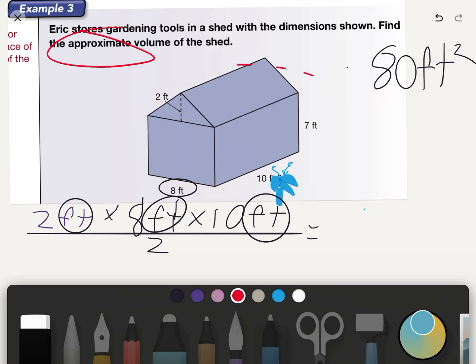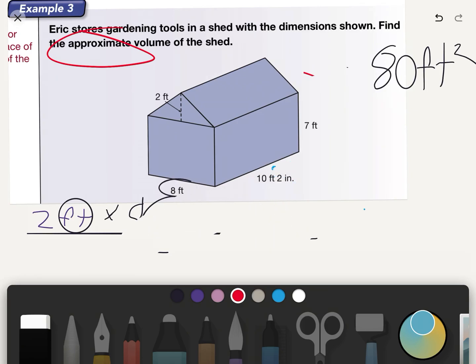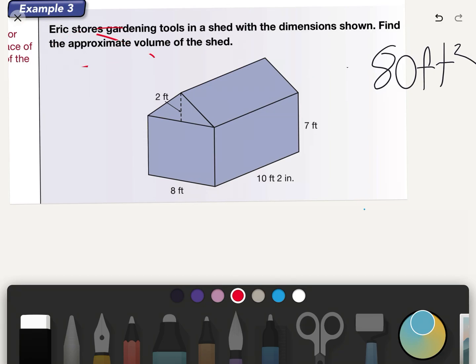All right, let's get all that off the screen. I'm keeping my 80 feet though. Oh no, my butterfly. Let's put that back.